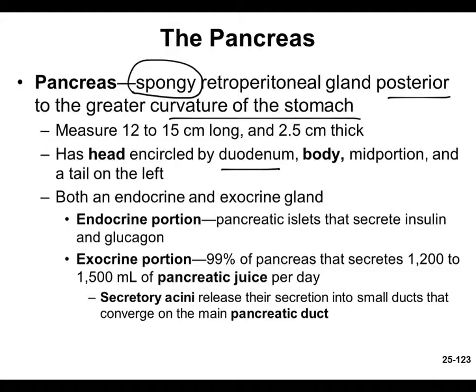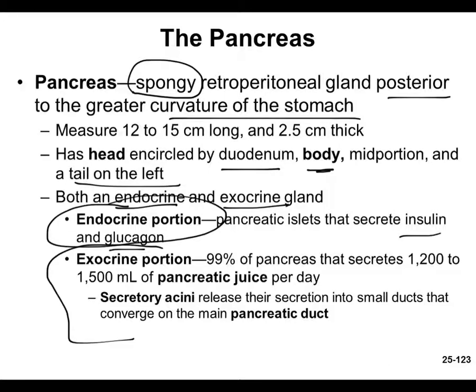There's the major portion called the body, and then there's a tail that tails off to the left. Recall the pancreas is both endocrine and exocrine. Endocrine because it is making hormones, things like insulin and glucagon. But an even bigger part of the pancreas is making pancreatic juices. These pancreatic juices contain a lot of digestive enzymes, as well as neutralizing compounds like bicarb that are going to neutralize the stomach acid as the chyme enters the duodenum.